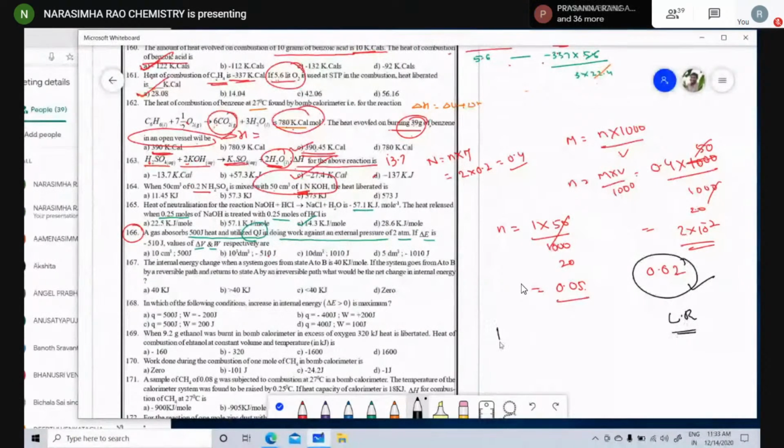We know, children, 1 kilocalorie in kilojoules. So 1 mole gives 57.3 kilojoules.